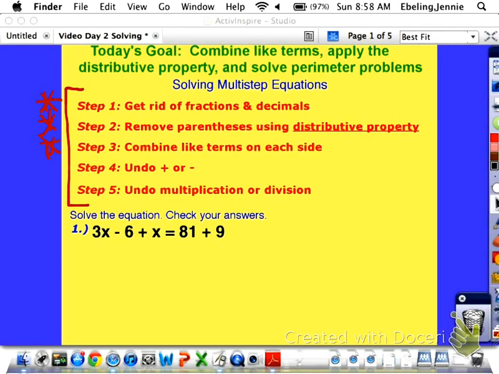And step 4, undo addition or subtraction. And step 5, undo multiplication or division. These last two steps right here were the steps that we were doing in the last video. Now we're combining some other steps into solving the equation. Let's take a look at number 1.